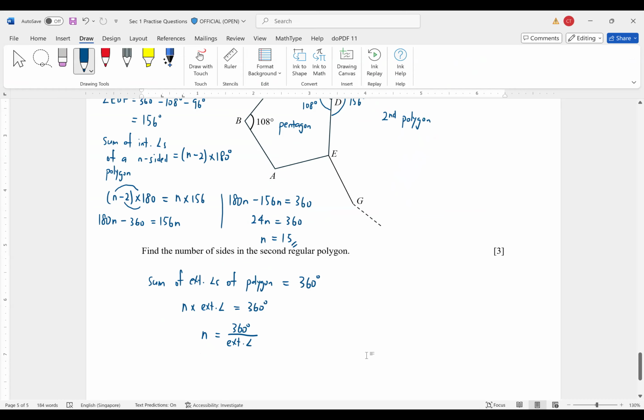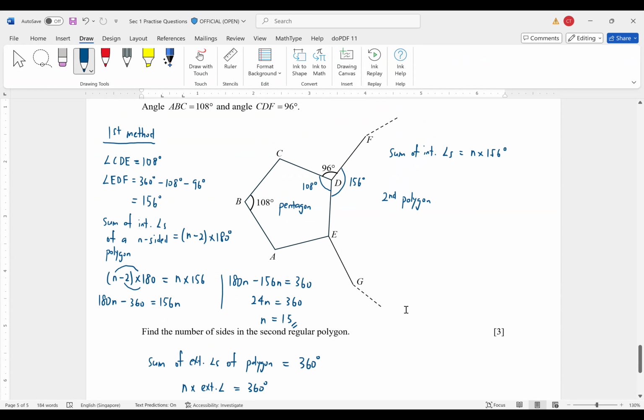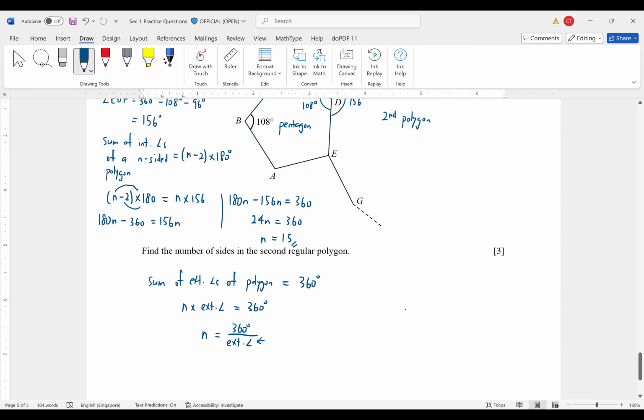Okay, so now if I can just find this exterior angle, then I solve the question already. So where is the exterior angle in this diagram? Remember, if we have the interior angle here, for the exterior angle, all we need to do is extend this line out, and this will be the exterior angle. So one exterior angle plus one interior angle always gives us 180.